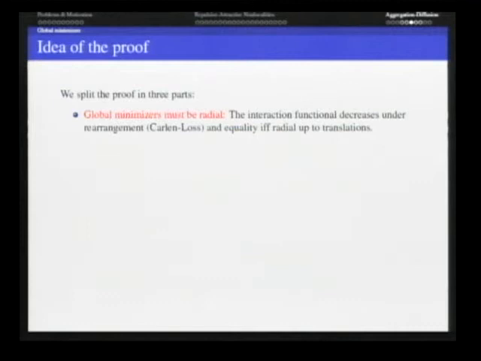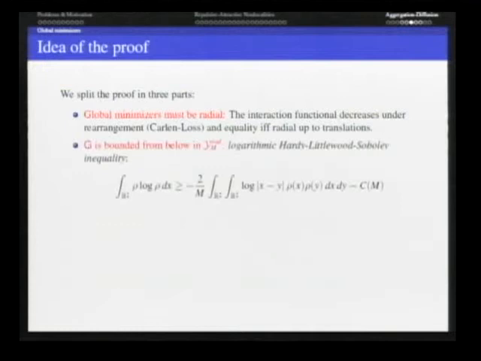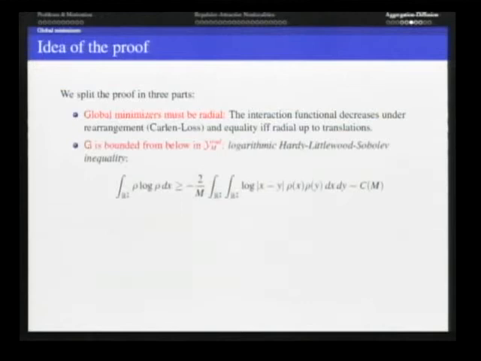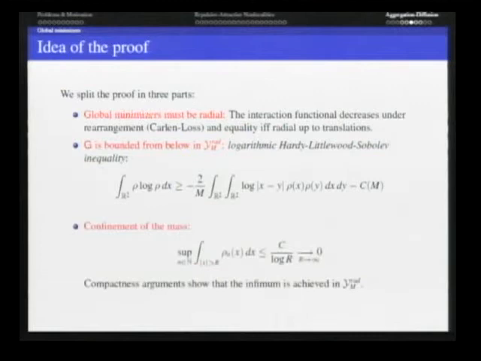You can prove more or less easily that a global minimizer must be radial. This uses the fact that Carlen and Loss proved that with the logarithmic interaction, you will go down by doing radially decreasing rearrangements. Then you use, again, the log HLS inequality to get a bound from below. And not only a bound from below, it helps you to get a control on each of the two terms, the integral of rho to the m and the integral of the positive part of log of rho(x) rho(y). That is the one that we used to get some confinement of mass, which was the missing point to get the compactness of minimizing sequences.